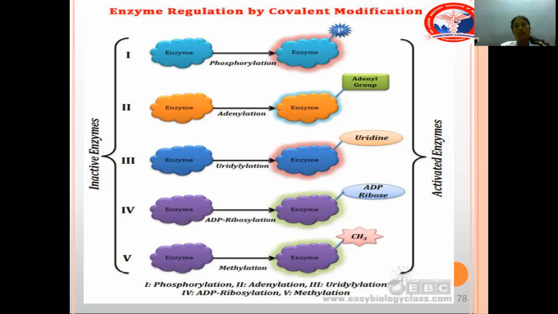Here you can see that on the left side, all these are inactive enzymes, whereas when we add certain molecules by covalent interaction, it will activate the enzyme. But with phosphorylation, like in some metabolic pathways, some enzymes are activated by phosphorylation, whereas some enzymes are inactivated by phosphorylation.